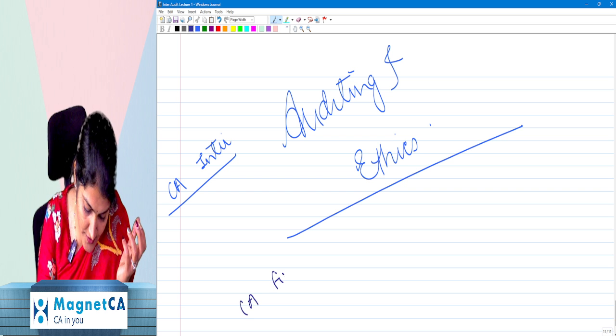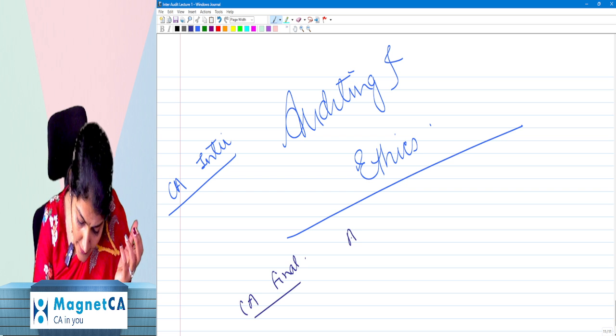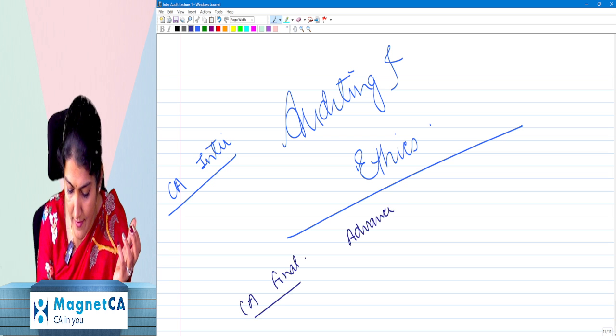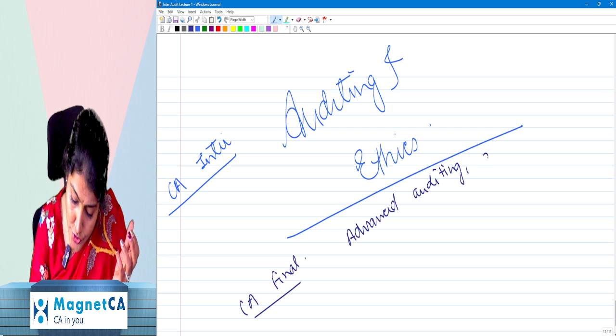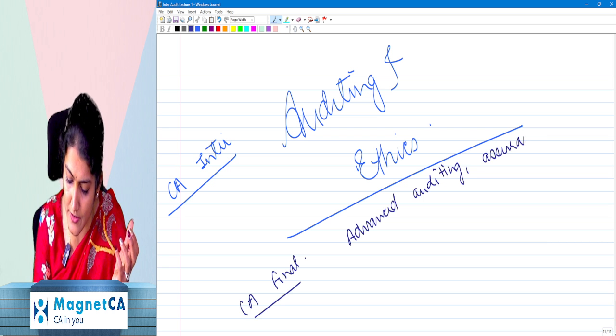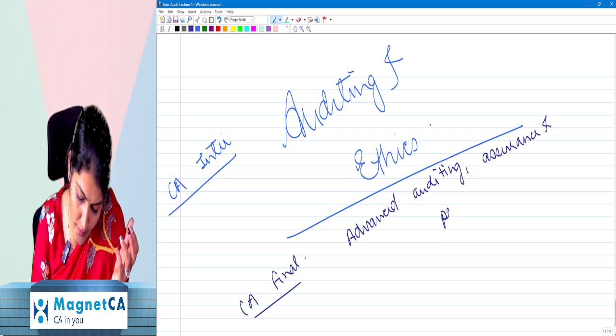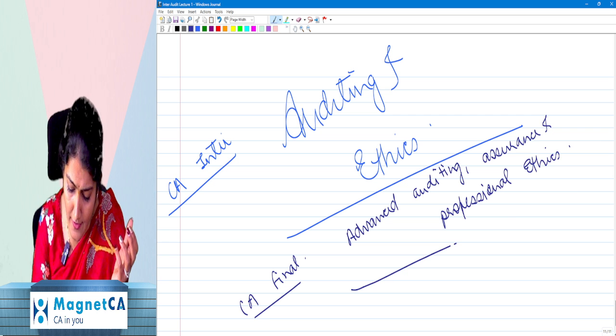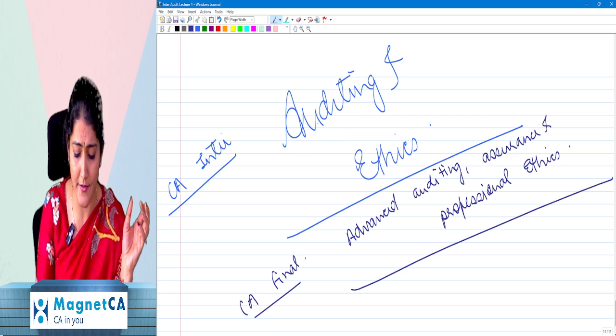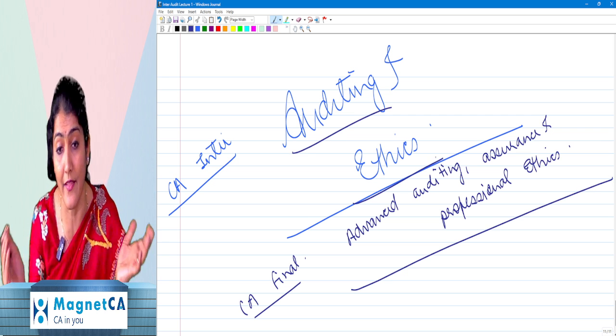And at CA Final, the name of the subject is a big name. It says Advanced Auditing, so this is like an expertise level of knowledge. Advanced Auditing, Assurance, and Professional Ethics, right? So a higher version of the audit at the CA Final level. But CA Inter, short and sweet, Auditing and Ethics.